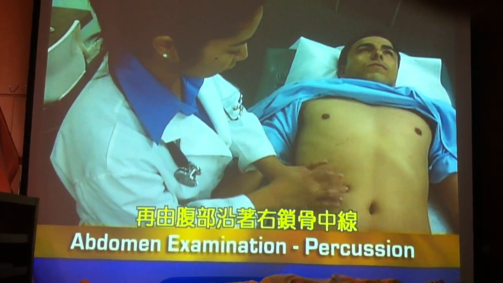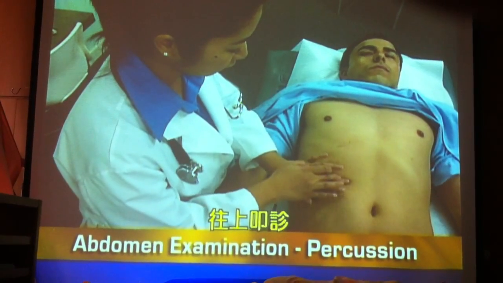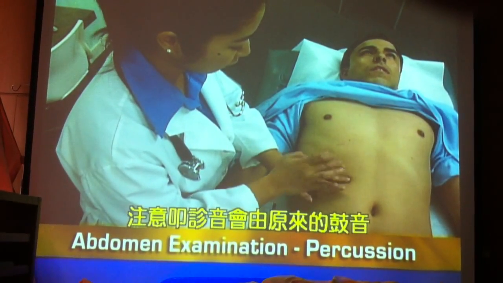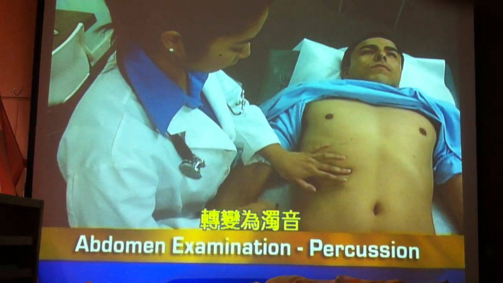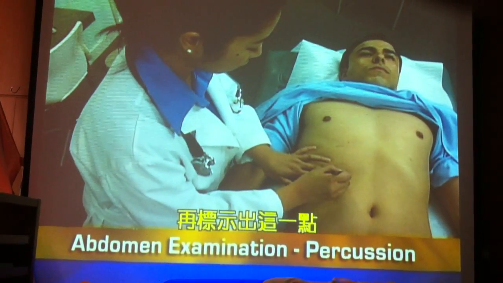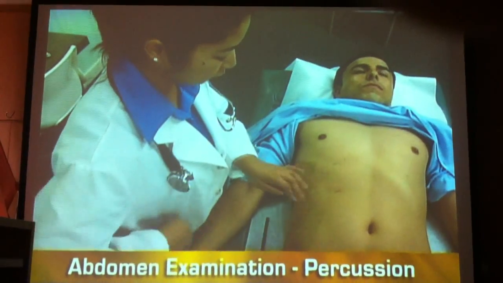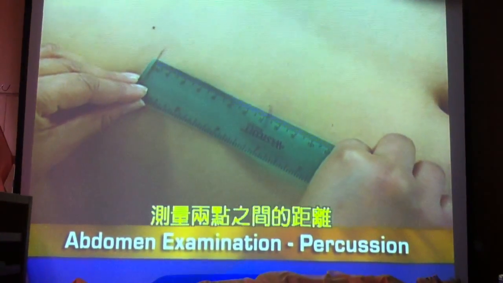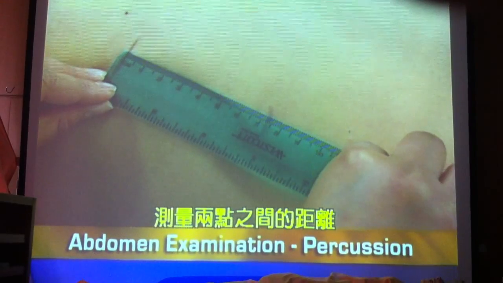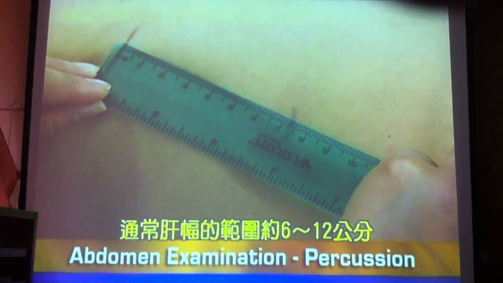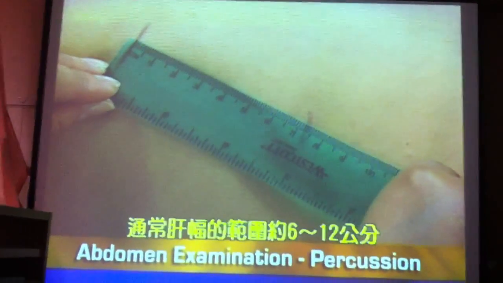Then percuss up the midclavicular line, beginning over the abdomen. Note where the sound changes from tympany to dullness. Mark this spot, which is normally at the right costal margin. Measure the distance between the two marks. Typically, it ranges from 6 to 12 centimeters.